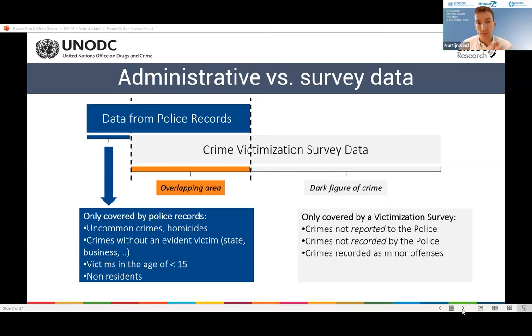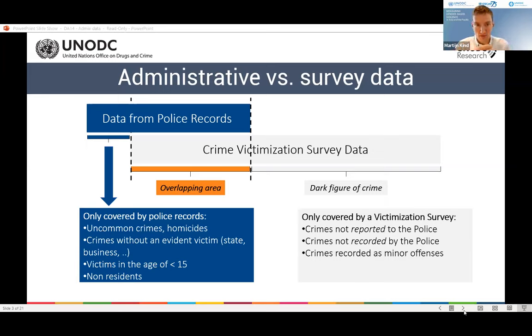And one of the other data points that we can capture with administrative data is, of course, victims that are below the minimum age for the survey, whether that's 18, 16, or 15. These kinds of data will not be captured in a survey because we generally don't interview children, but this kind of data will be captured by administrative data.